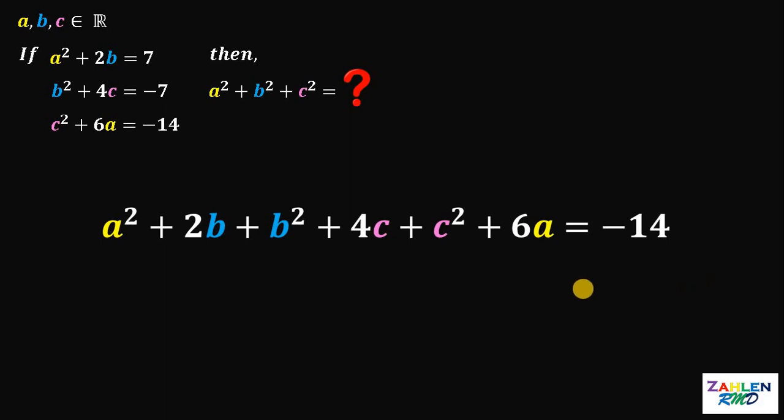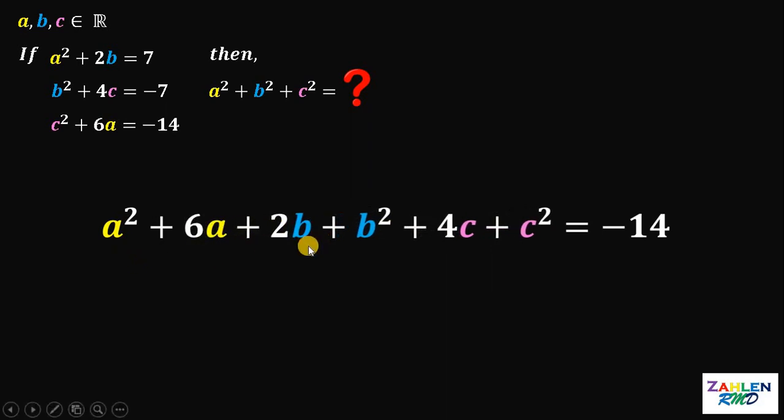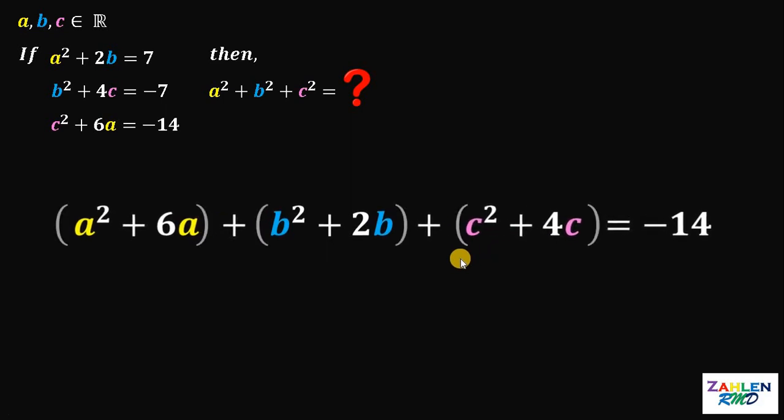Now at this point, let's rearrange some terms. So let's combine a squared and 6a. We have b squared and 2b, and we have c squared and 4c. Now let's group all of these three.